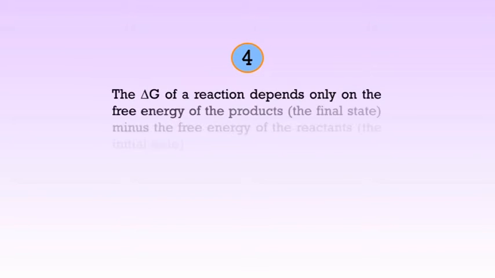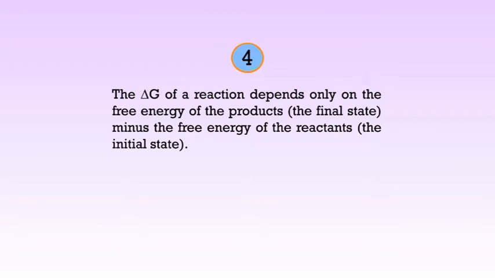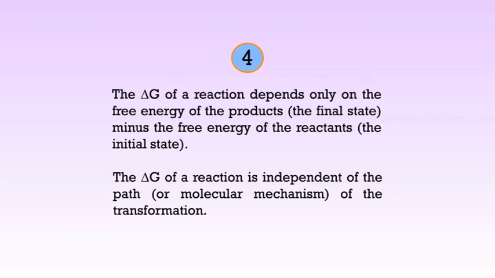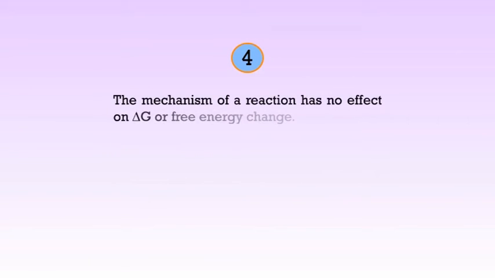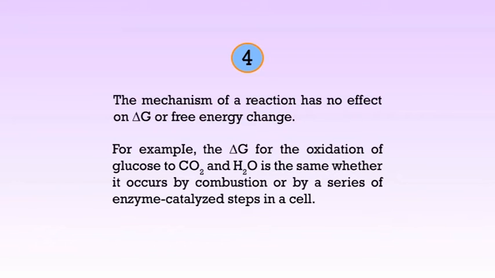These reactions are termed endergonic. And number 4, the delta G of a reaction depends only on the free energy of the product, that is the final state, minus the free energy of the reactants, which is the initial state. The delta G of a reaction is independent of the path or molecular mechanism of the transformation. The mechanism of a reaction has no effect on delta G or free energy change. For example, the delta G for the oxidation of glucose to carbon dioxide and water is the same, whether it occurs by combustion or by a series of enzyme catalyzed steps in a cell.